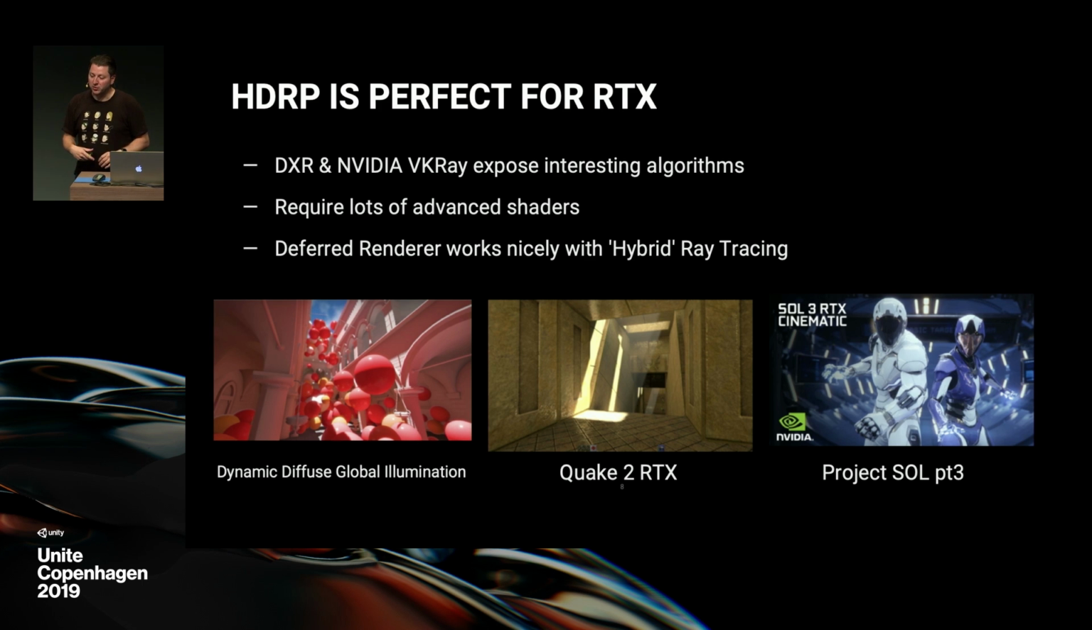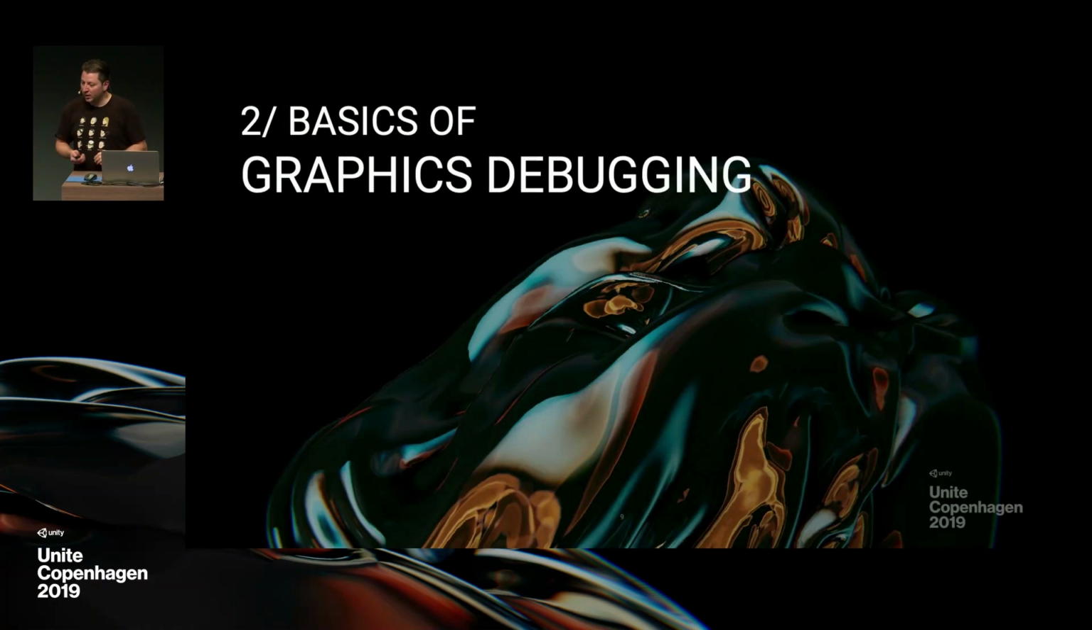So there's just a few examples that you could check out there. Dynamic diffuse global illumination, which we're now calling RTX GI. It's going to be something important for Unity. Quake 2 RTX, if you haven't checked it out, it's incredible. It's still Quake 2. The core assets look a bit dated, but it's quite incredible to see what you can get away with without rendering one triangle. And then Project SOL, Part 3, really cool video, all done in ray tracing.